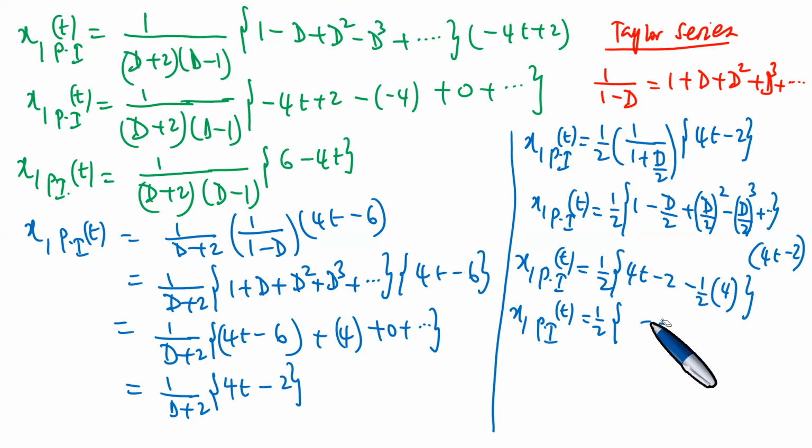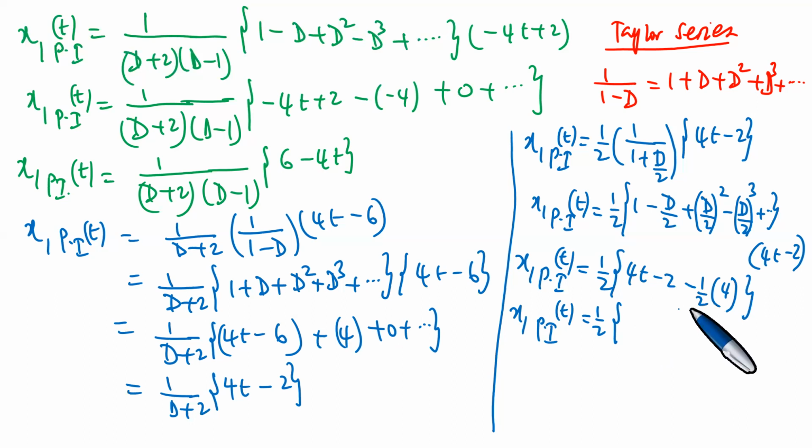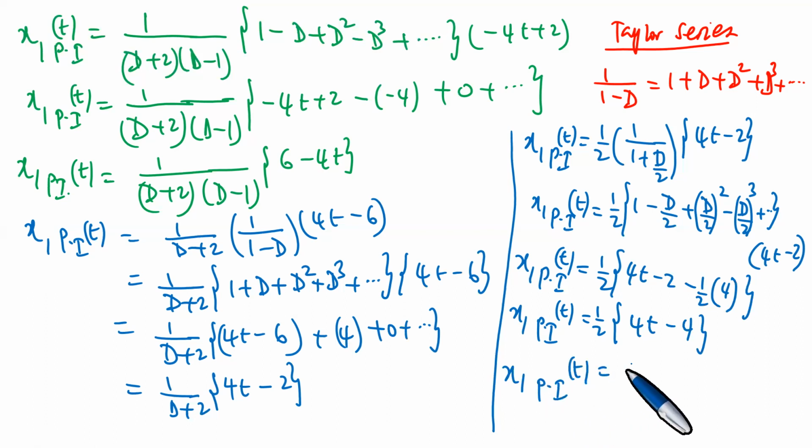Okay, let me see here. So yeah, you have this. So you have 4t minus 2t minus, rather minus 2, which is minus 4. And therefore the result is that x1, the particular integral of t, is twice t minus 2.